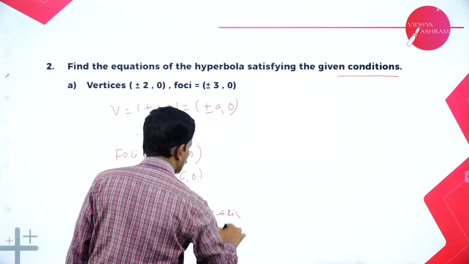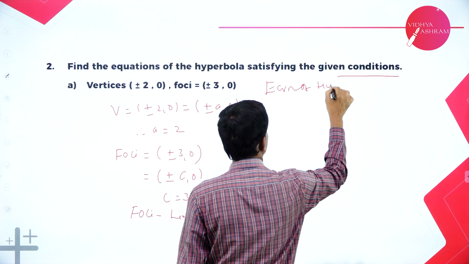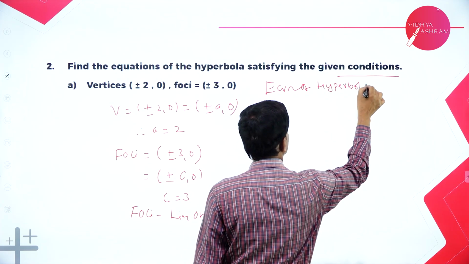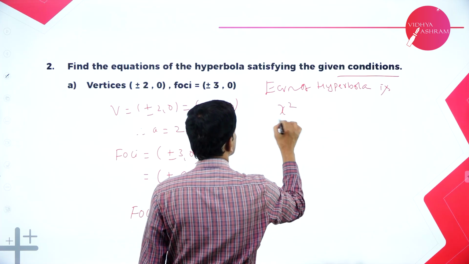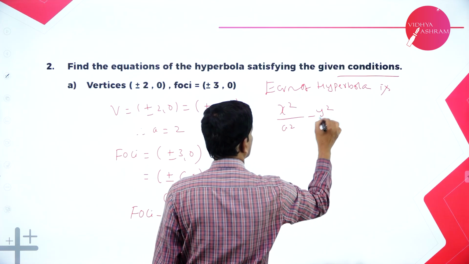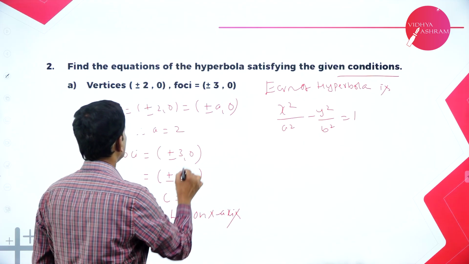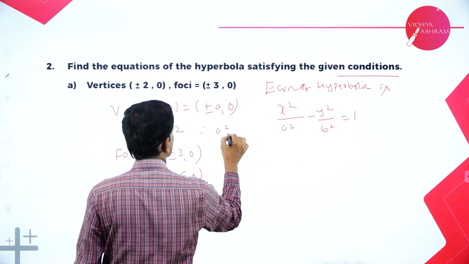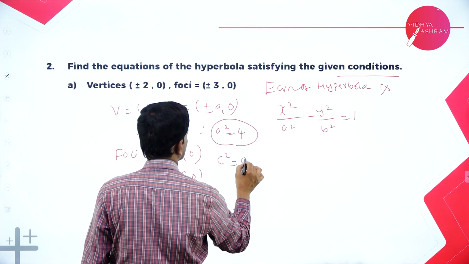Therefore the equation of the hyperbola is in the form x square by a square minus y square by b square is equal to 1. You already know the value of a, therefore a square is equal to 2 square, which is 4. Now find b square. Since, what is c square?